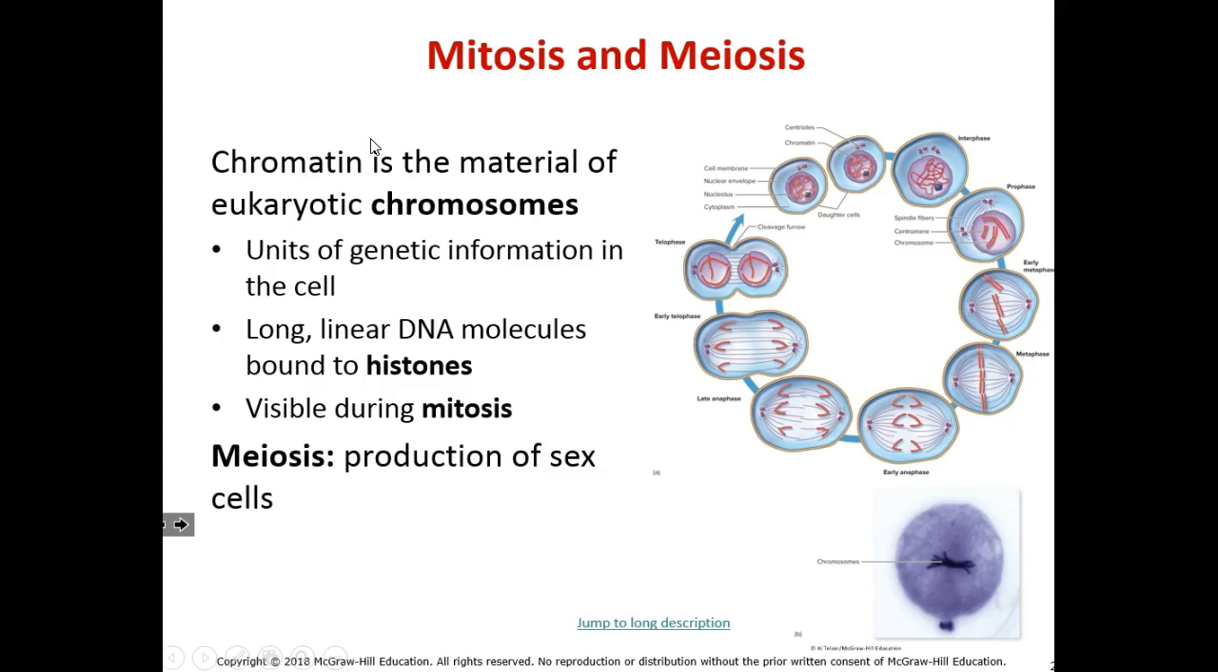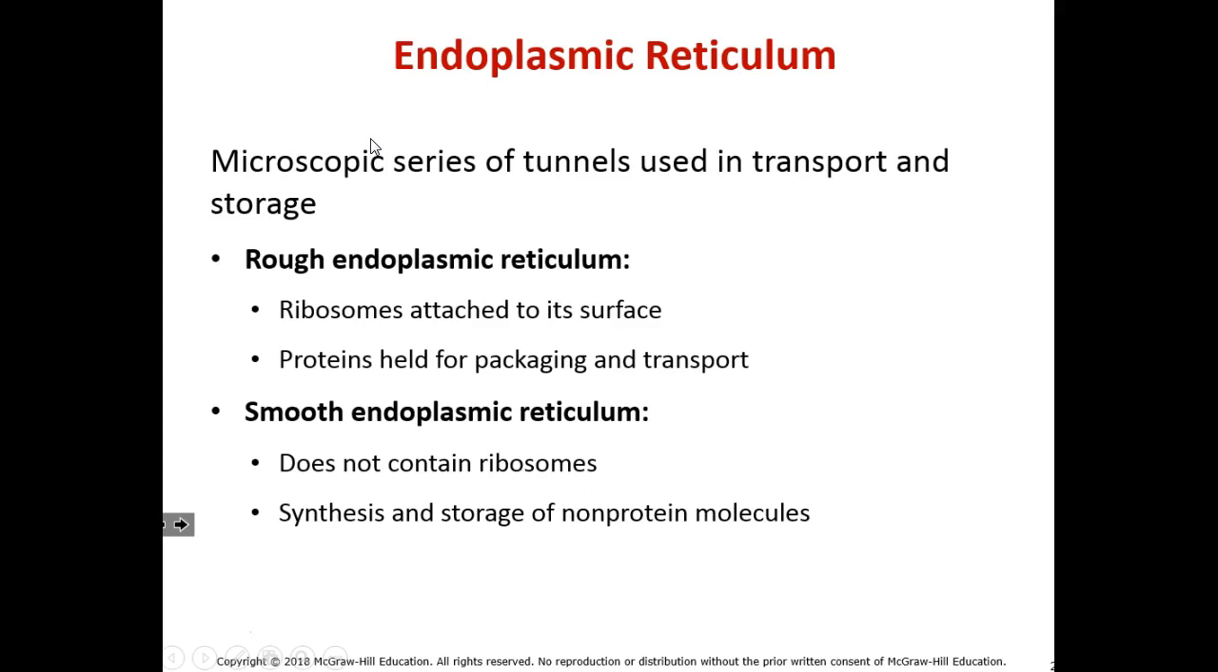Okay. Mitosis and meiosis, we all know what that is. How many people have taken 103? All right. Chromatin is the material of eukaryotic chromosomes. Units of genetic information are in the cell. Long linear DNA molecules are bound to histones, and it's visible during mitosis. Meiosis is the production of sex cells. So you can say that mitosis is the reproduction of non-sex cells, and meiosis is sex cell reproduction.